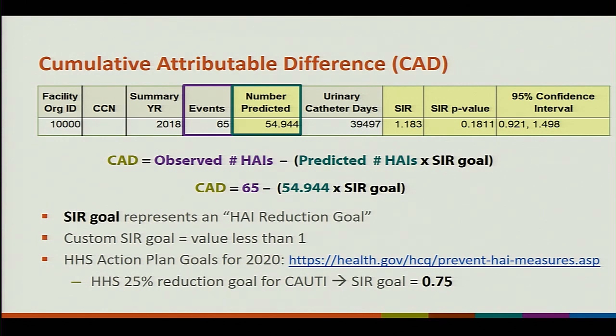To help you along that road, we've put into the application the HHS Action Plan Goals for 2020. And this is just a set of goals for each HAI that you can use as an SIR goal if you don't have one in mind.